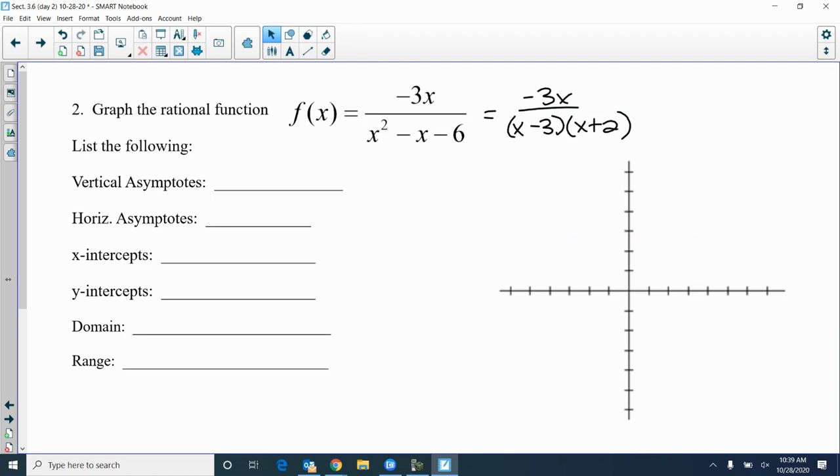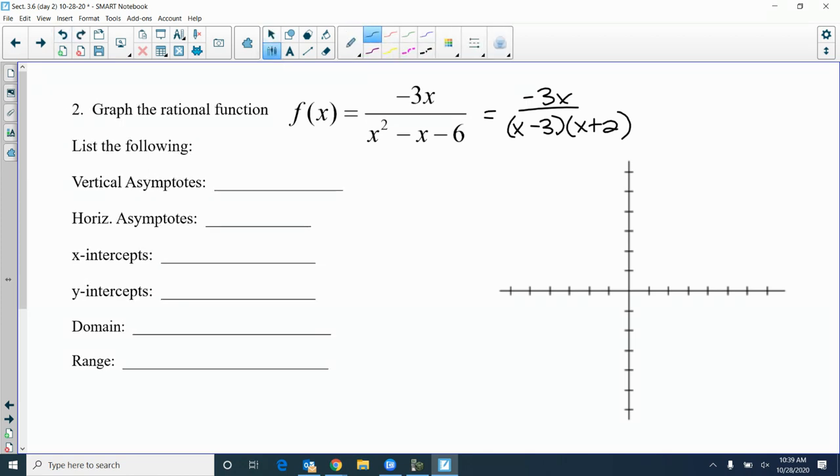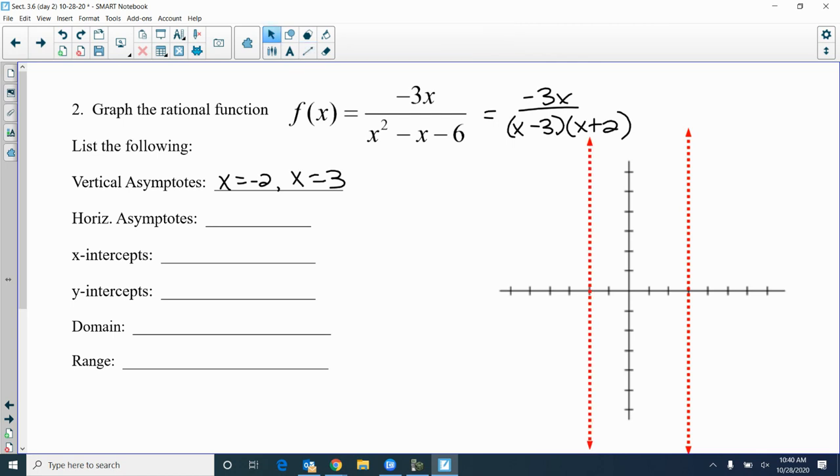All right, Emily, how about vertical asymptotes? What do you think? X equals negative 2 and x equals 3. Good. X equals negative 2, x equals 3. Write them out separately. Draw in vertical asymptotes there. Both are dotted. So negative 2, positive 3. You have to have 3 pieces now to this graph. You cannot cross a vertical asymptote.